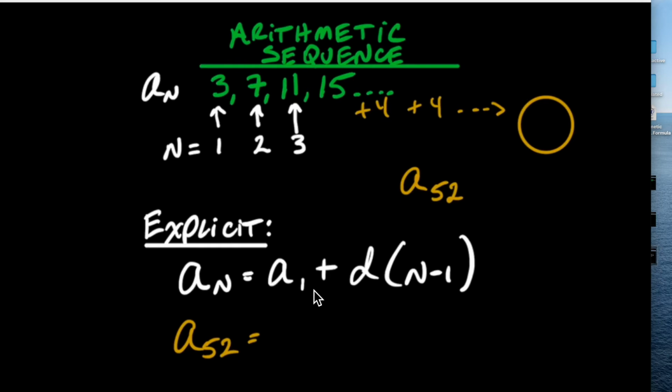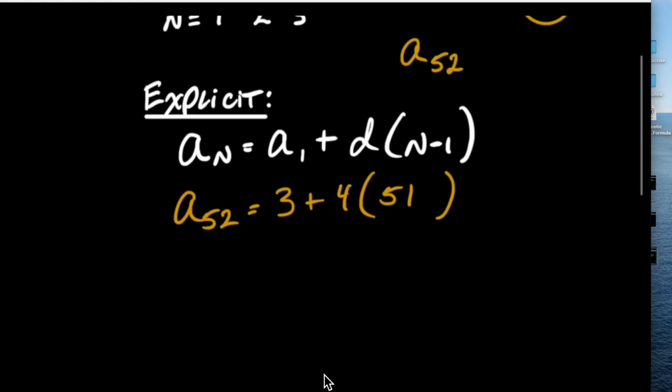We're going to take a sub 1. That's the value in position 1. The value in position 1 is 3. Our common difference is 4. N minus 1, we're talking about slot numbers. There's no letter a here. This is not the value. They're looking for the slot number. And here, 52 minus 1 is 51. So when we do the math, this is going to be 207.